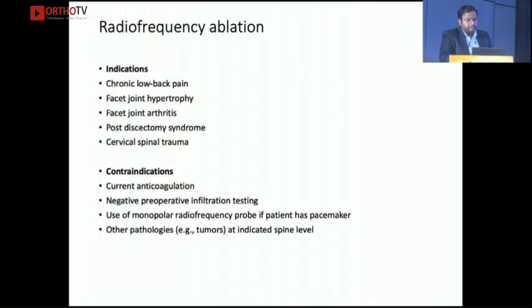So what are the indications? Chronic low back pain, facet joint hypertrophy, facet joint arthritis. Contraindications are current anticoagulation, if a patient is on an anticoagulant, negative perioperative infiltration testing, and use of a monopolar RF probe if the patient has a pacemaker.